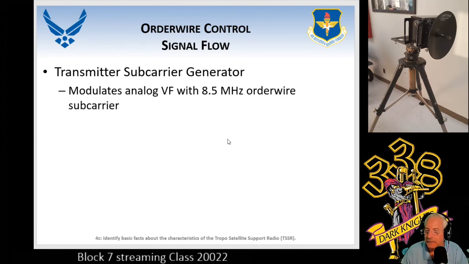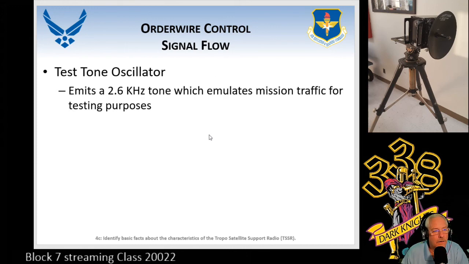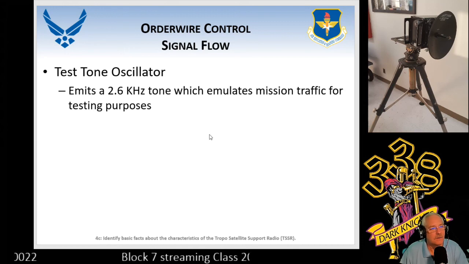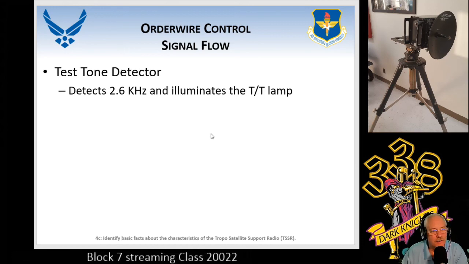Again, the subcarrier generator is nothing more than a modulator getting us up to FM. The test tone oscillator, oh my gosh, that's the one that you got to worry about. If you have that headset on, forget it. Just put the headset and the handset on top of the RF and the baseband assembly. You'll do better. Won't blast your ears out. We also have a test tone detector on our front panel.